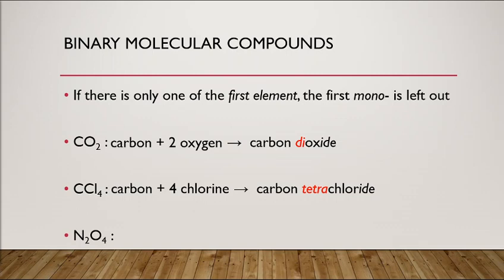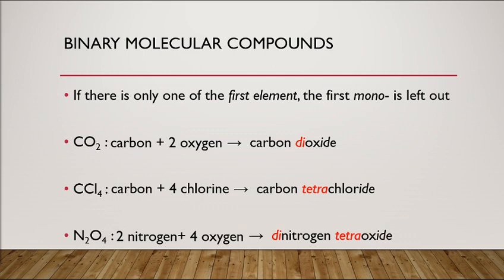This last one here is a mix of these rules. Here we're looking at 2 nitrogens and 4 oxygens. Because there's more than one nitrogen, we have to include the prefix here. Again, 2 is going to be di, 4 is going to be tetra. You're going to drop the ending of the oxygen and add an "ide." So here you're going to have dinitrogen tetraoxide.